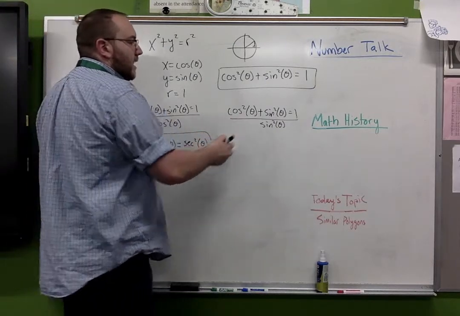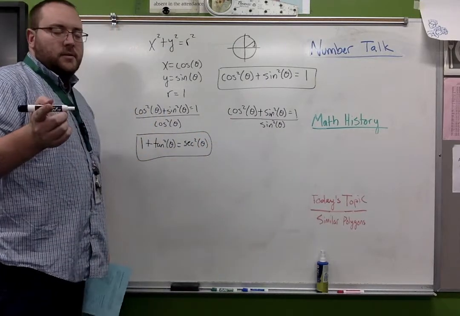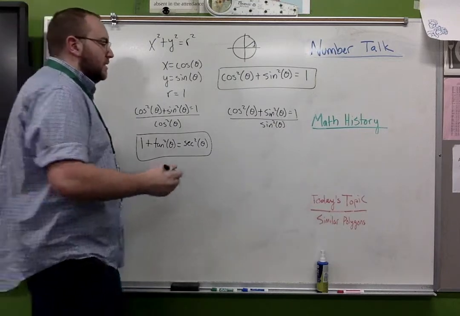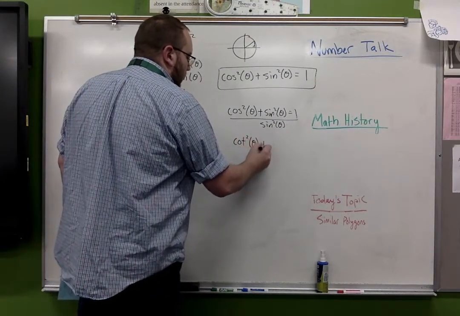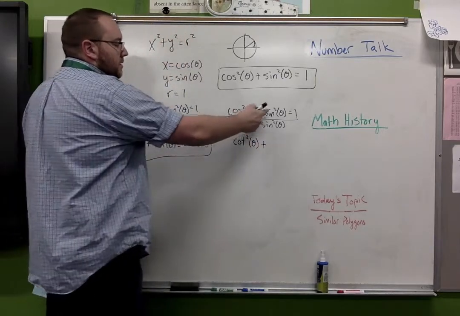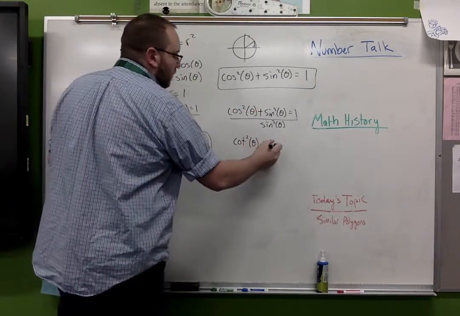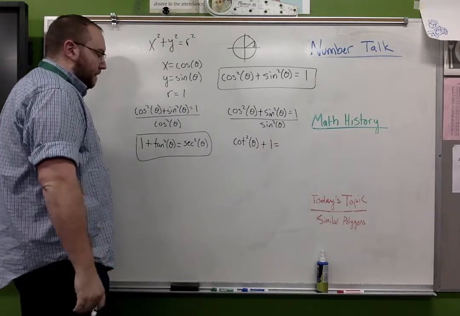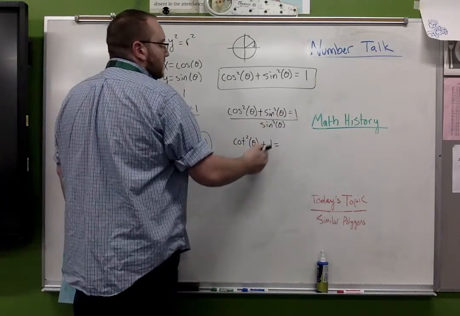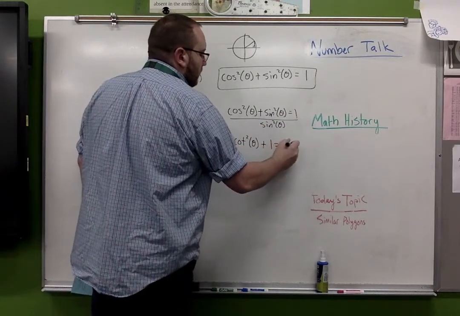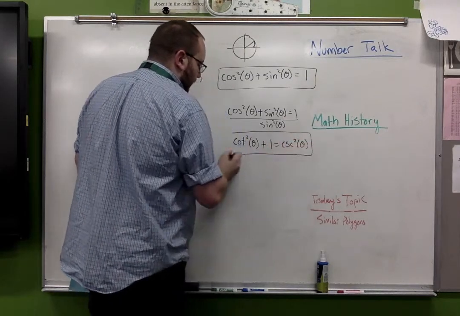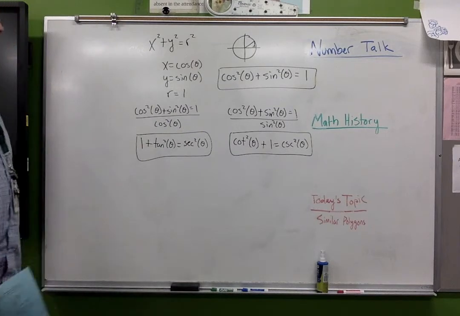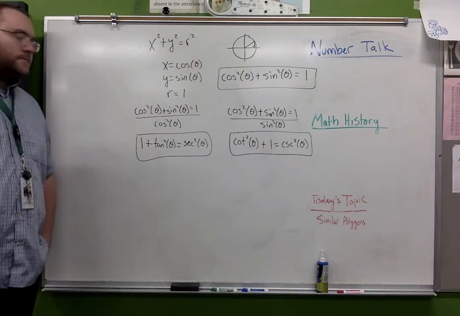Well, cosine over sine, the quotient identity says that's cotangent squared. Plus, sine over sine is 1, right? A number divided by itself is 1. And then 1 over sine, the reciprocal identity says it's cosecant. And there's your other Pythagorean identity.